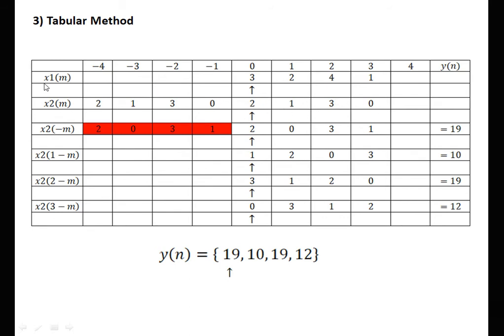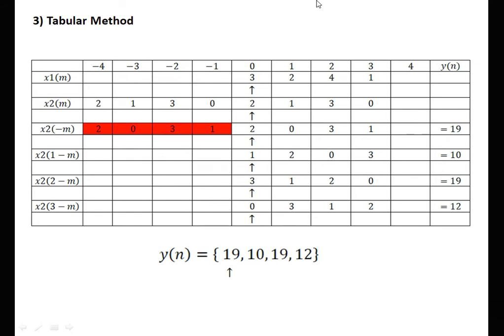Now first we require to take the multiplication of x1m into x2 of minus m. Now this is a flip signal. Now this is x2m. When we require to take the minus m, this side will come on this side and this side will come on this side, that is negative on the positive side and positive on the negative side. So this is the x2 minus m. And after that we do the continuous corresponding element multiplication, that is 3 into 2, 2 into 0, 4 into 3, 1 into 1, and their summation. It comes as 19.